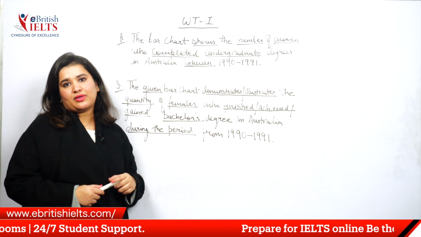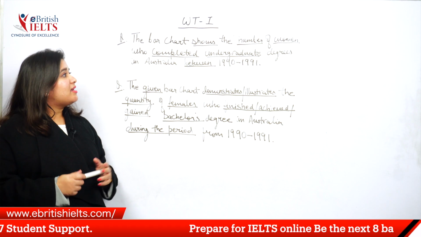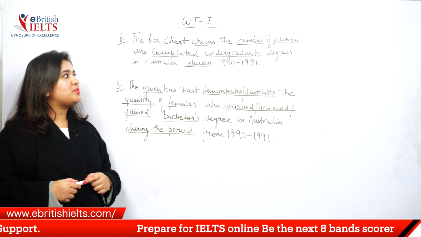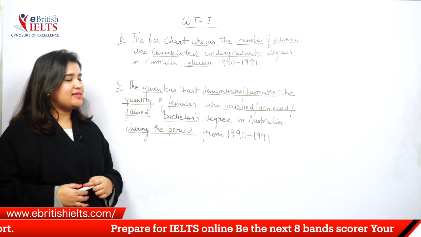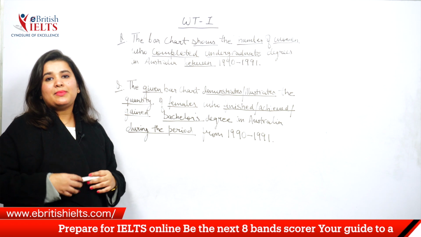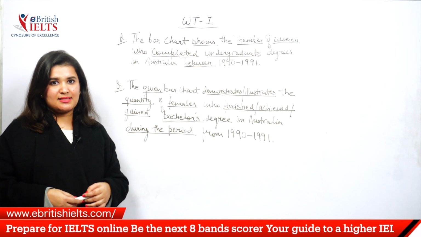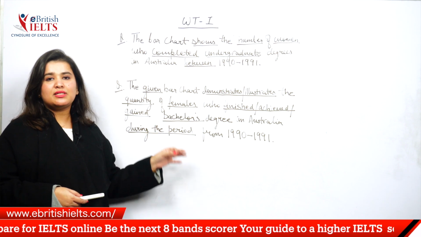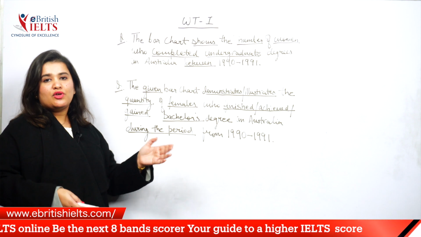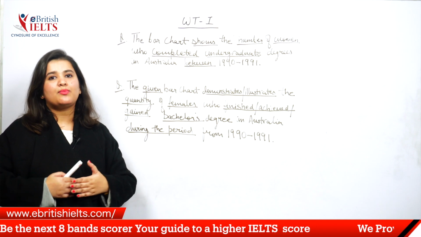So maybe you're given a question which says, the bar chart shows the number of women who completed undergraduate degrees in Australia between 1990 to 1991. So here by paraphrasing, we do not mean that we have to change each and every word. That just won't make sense. We keep the functional grammar of the functional verbs as it is in the question. We only use synonyms to certain words wherever they are possible.